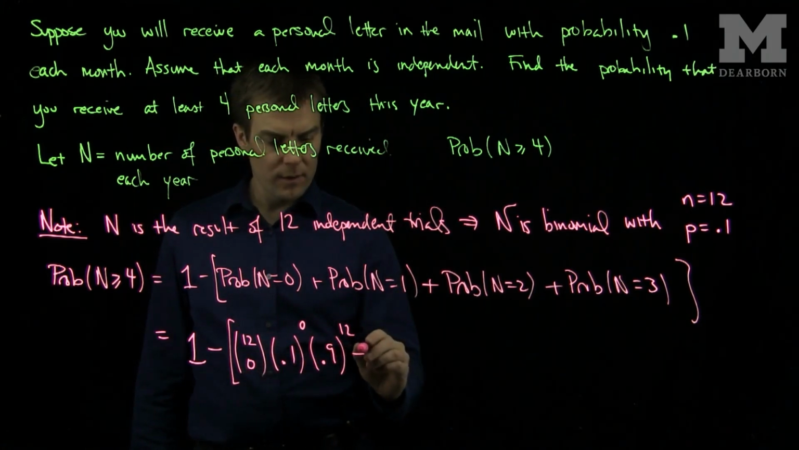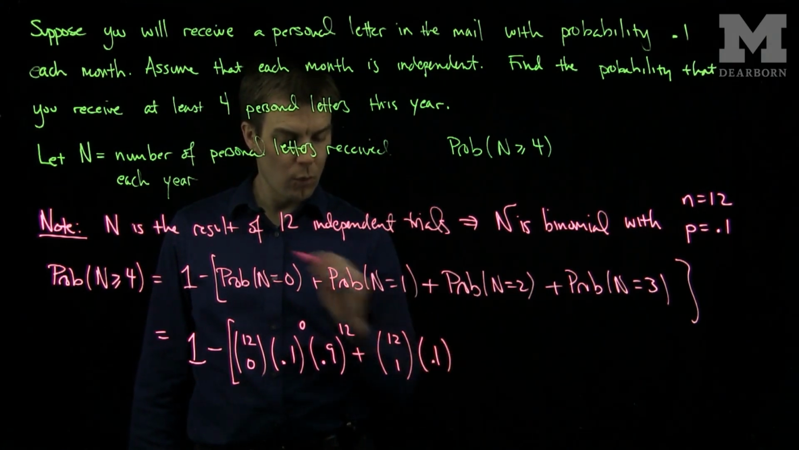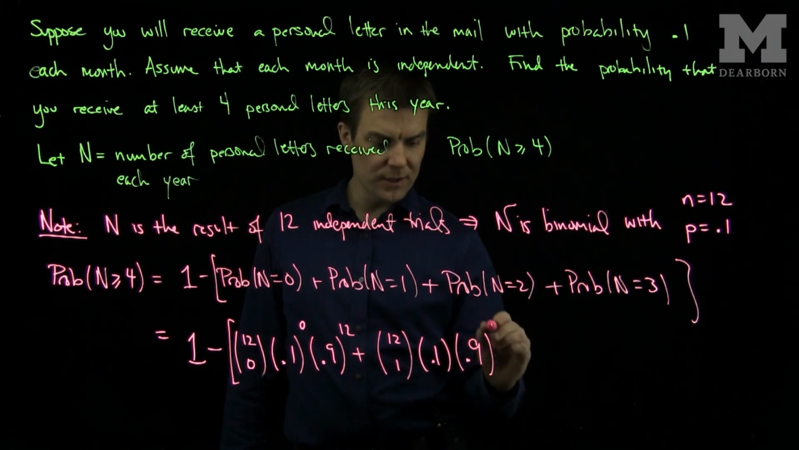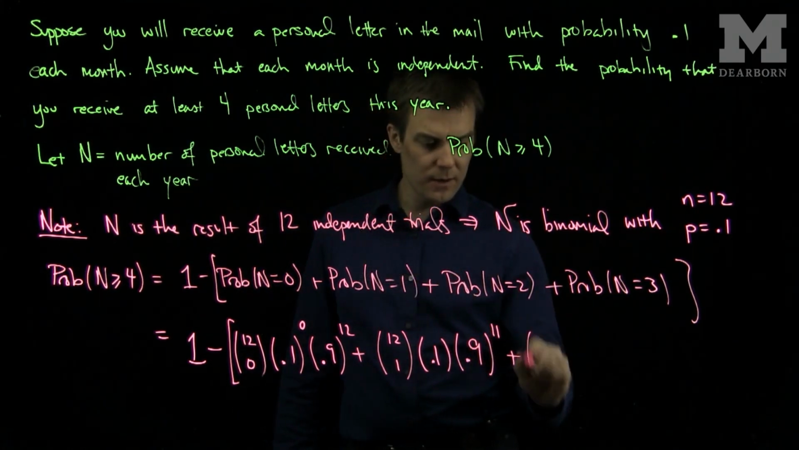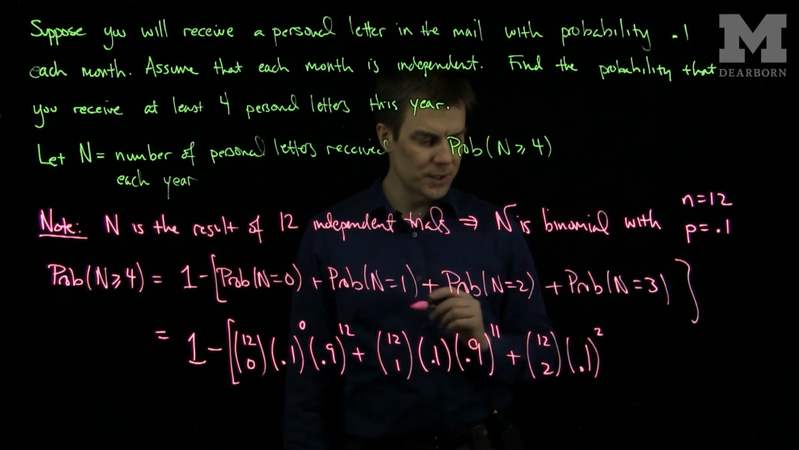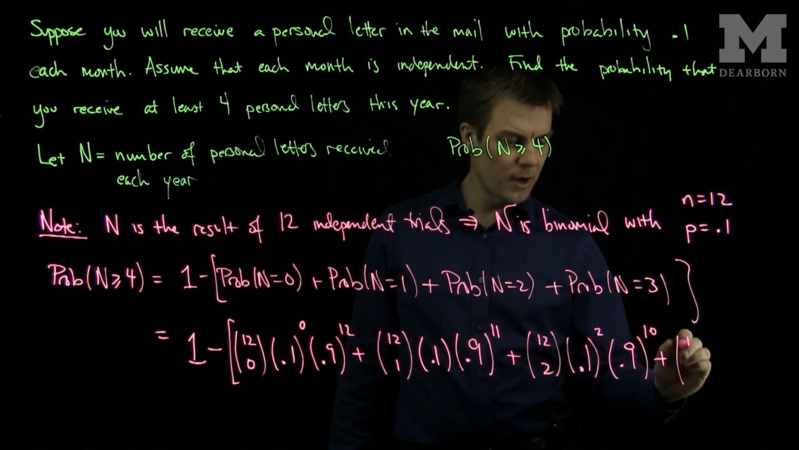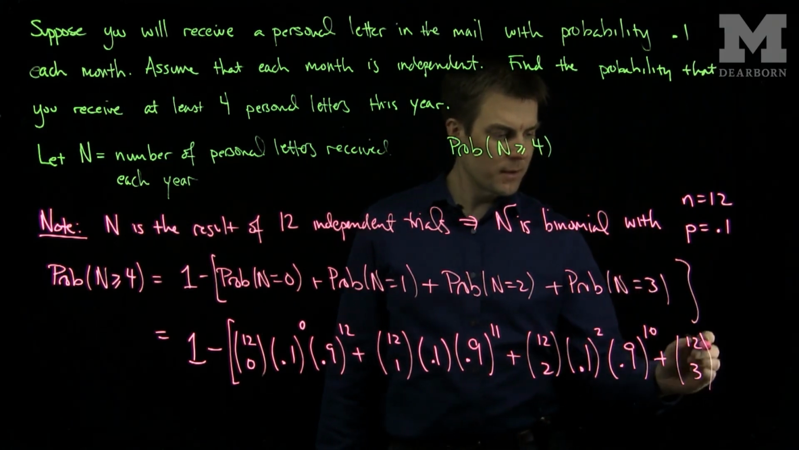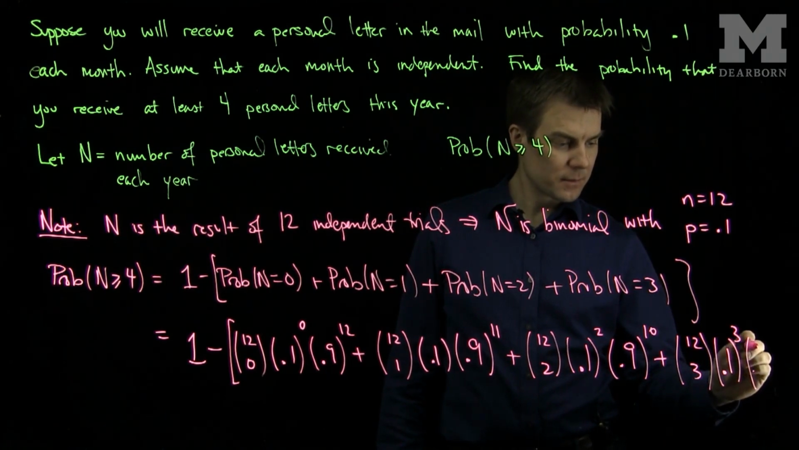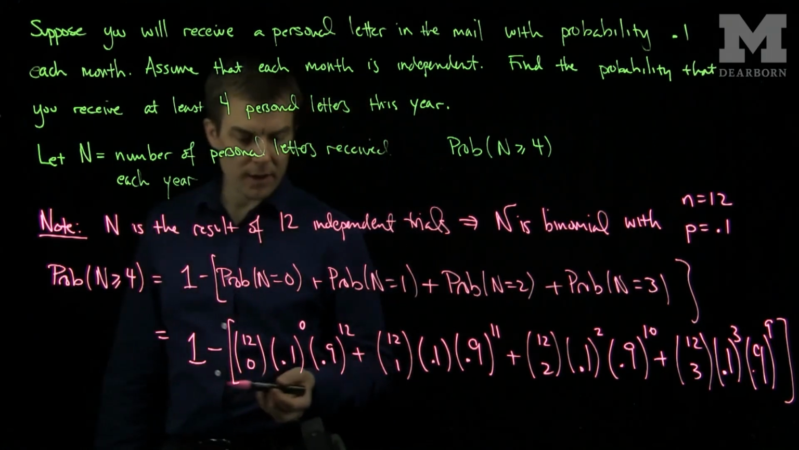Then we'll have plus, 12 choose 1. I'll have 1 success of getting a personal letter, and then I'll have 11 failures. Then 12 choose 2, 0.1 squared, I'll have 2 successes and 10 failures. And finally, 12 choose 3, I will have 3 successes and 9 failures. And we can plug this into a calculator and figure out what it is.